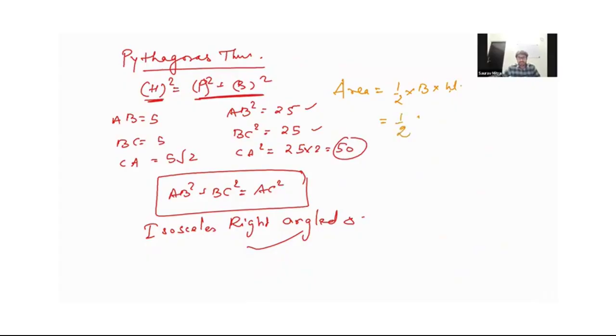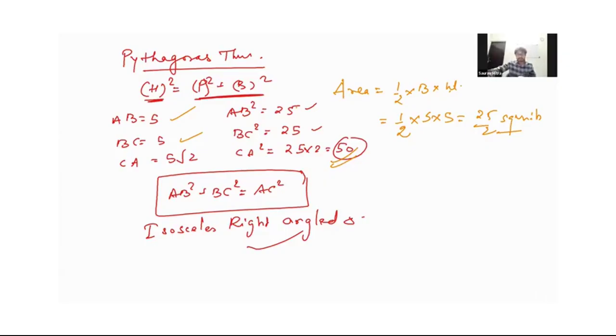So it will be half. What is your base? This side will come as the hypotenuse, so these two will work as base and height. So 5 into 5, it will be 25 by 2 square units. Okay, so in this way we can calculate the area of a triangle. So this is your area of a triangle.